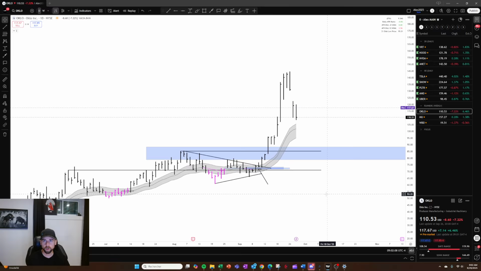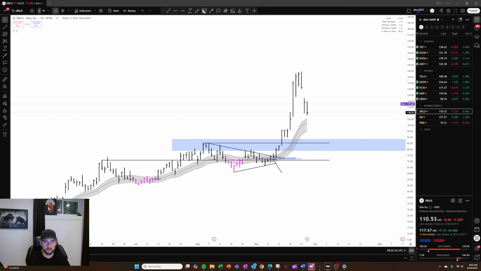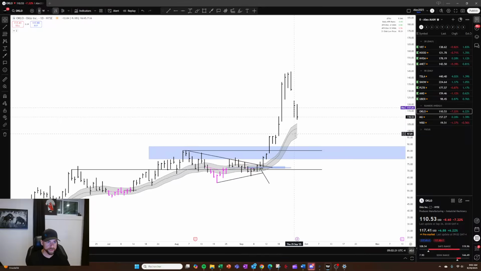All right, so Oklo, yeah, it was running too hot. That pullback was just normal and constructive. We didn't even retest the 21 DMA yet. Looks like it's gapping up 6%.